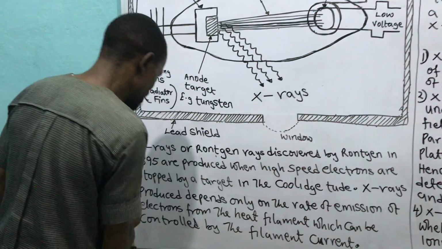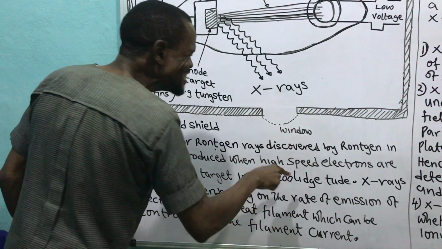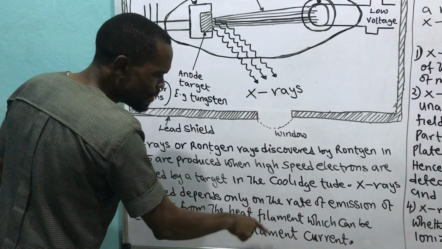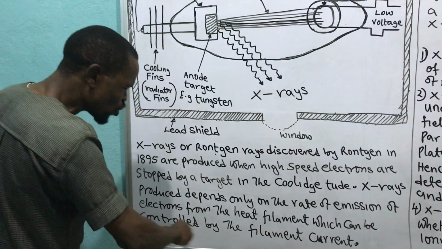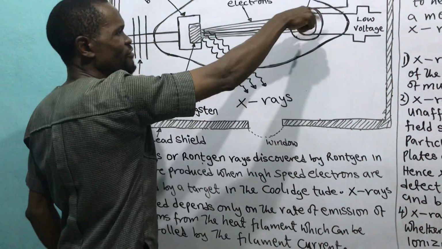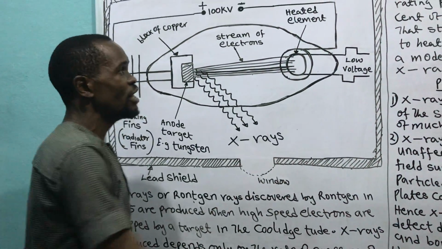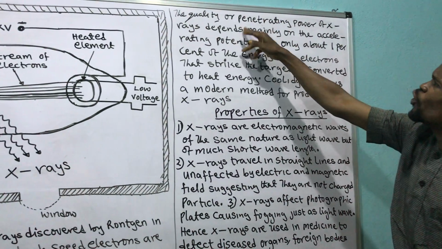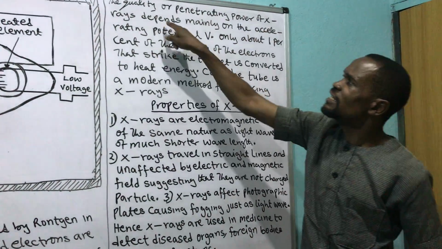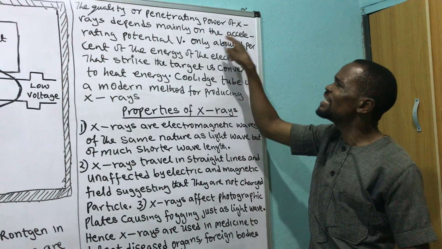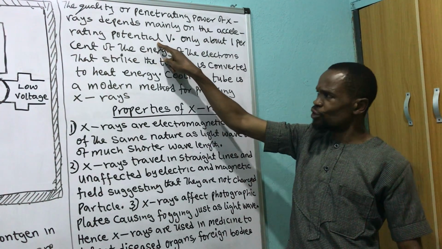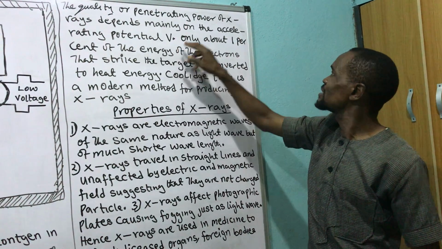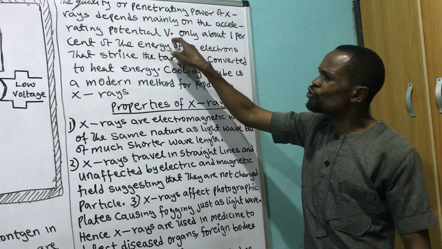We say the X-ray produced depends only on the rate of emission of electrons from the heated filament, which can be controlled by the filament current. The filament current here is low voltage. We come here saying the quality or penetrating power of X-ray depends mainly on the accelerating potential voltage, V.